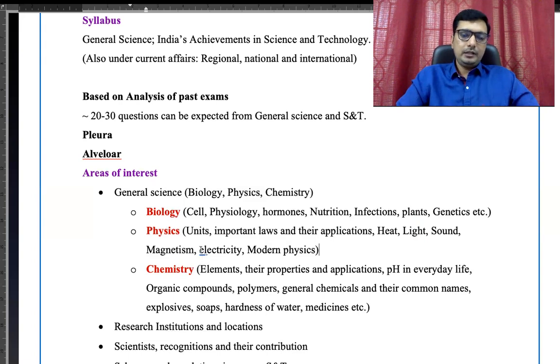Similarly, in electricity, like in heat, also in electricity, conductivity. What conducts better? What materials conduct better? What are insulators? Those types of things are important. Observations are important. Units are important. And then in electricity, Ohm's law, for example.